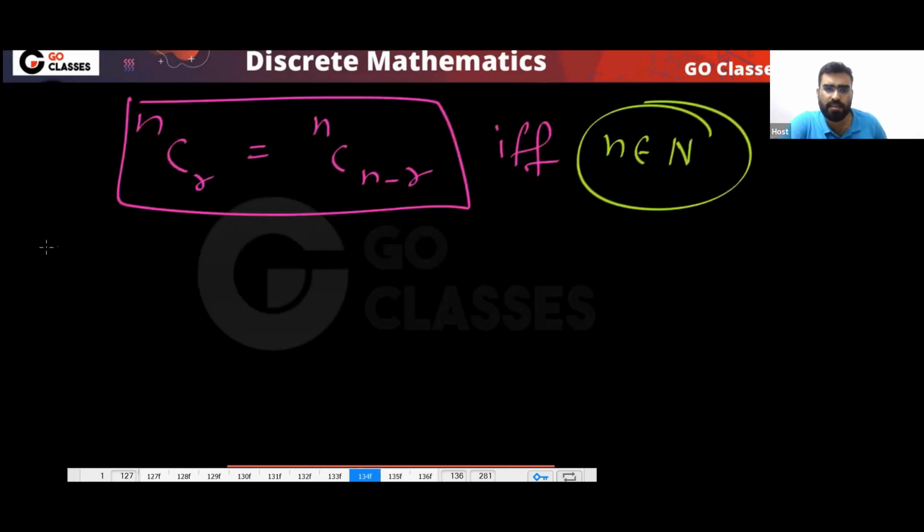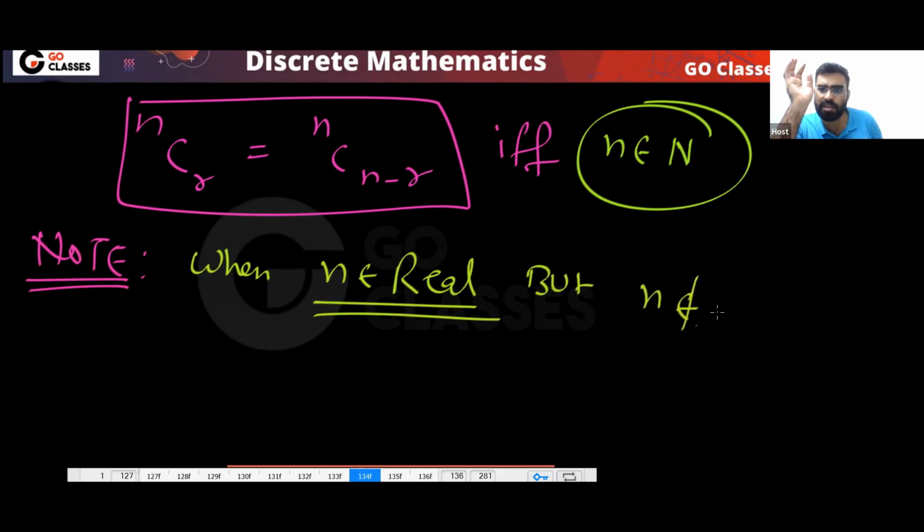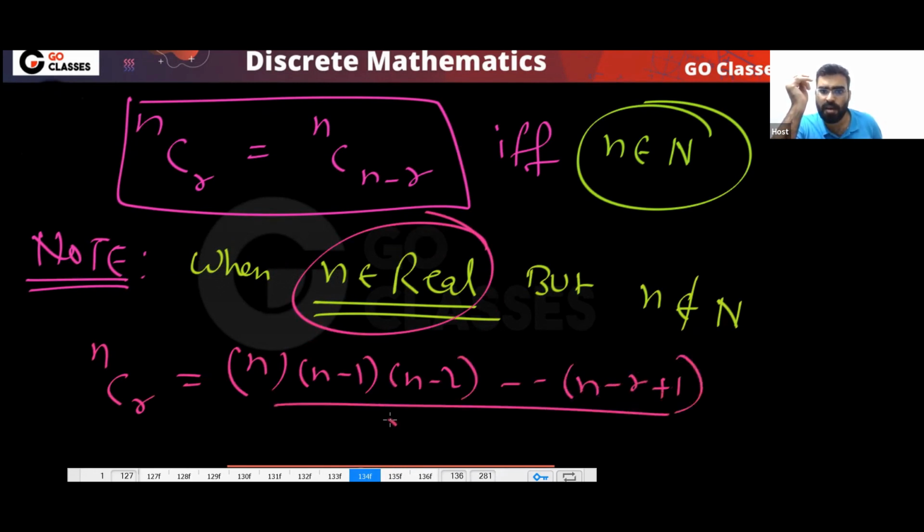So this is a note I want to tell you: when n is a real number but not natural, the only thing you can apply is this: nCr is equal to n times (n minus 1) times (n minus 2) up to (n minus r plus 1), divided by r factorial.